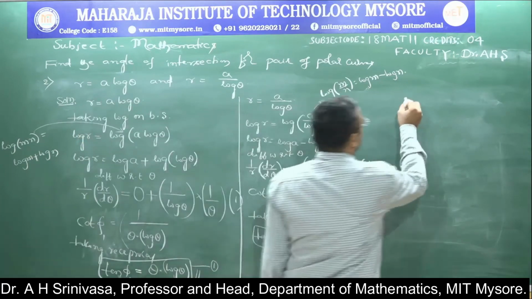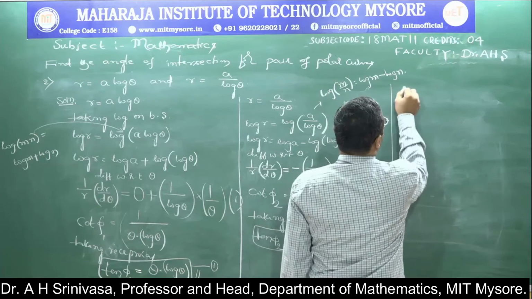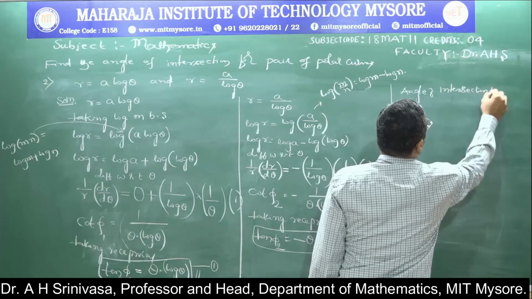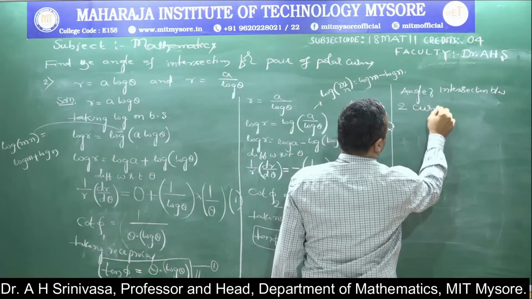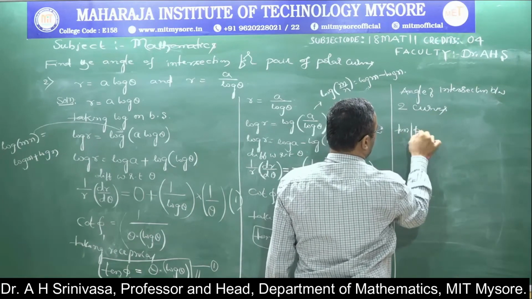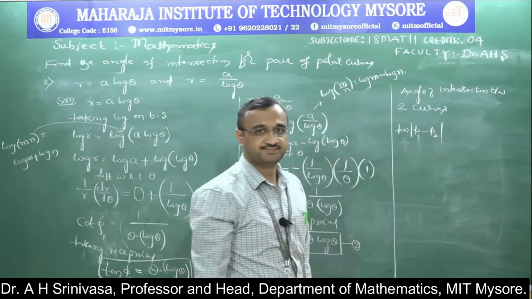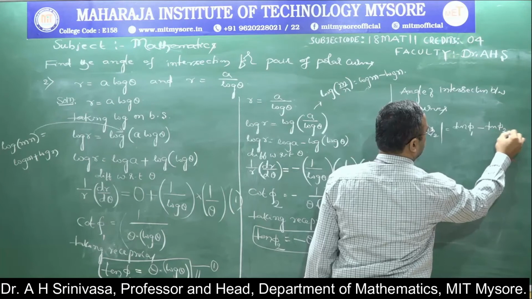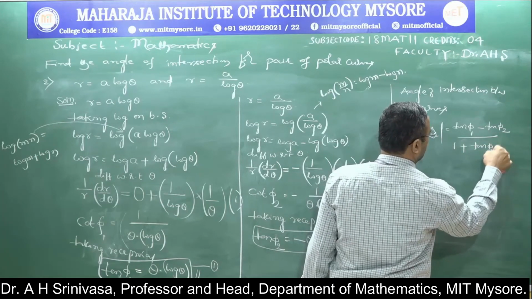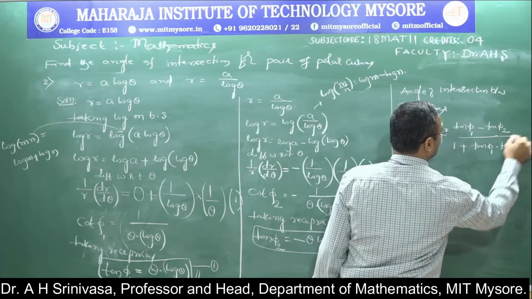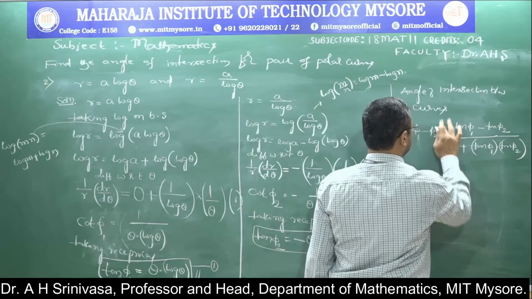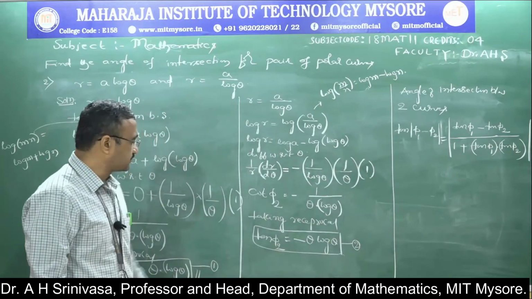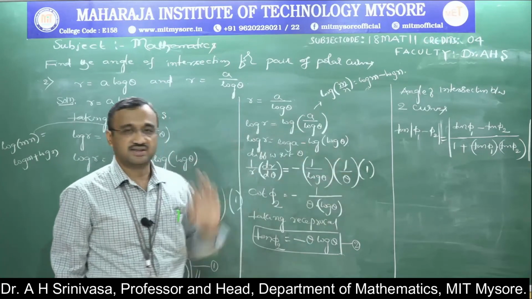So what is that formula? The angle of intersection between two curves is tan of phi 1 minus phi 2. Use this formula. We get tan phi 1 minus tan phi 2, then all divided by 1 plus tan phi 1 into tan phi 2. This is the formula we use. That means we are going to substitute tan phi 1 and tan phi 2 in that equation.